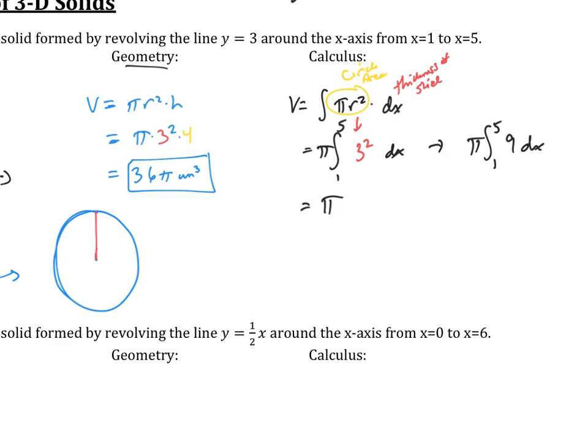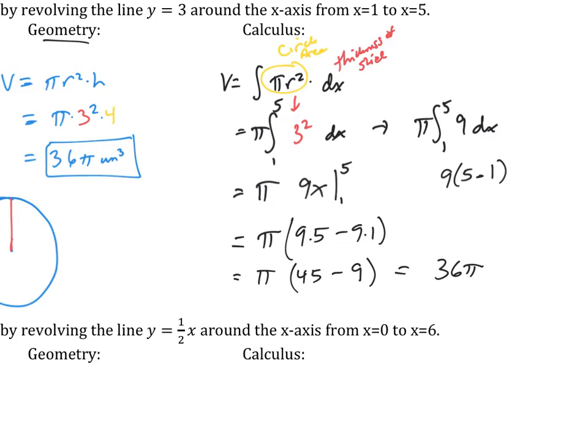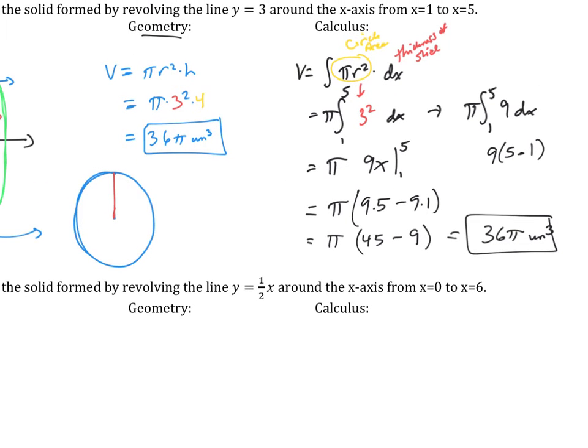Okay, so now I'm doing the antiderivative of 9, which is 9x, evaluating that from 1 to 5. Or you might be remembering that we have a property that says I can do 9 times 5 minus 1. We'll get the same answer here either way. 9 times 5 minus 9 times 1 is 45 minus 9. Oh my goodness, there it is, 36 pi cubic units.